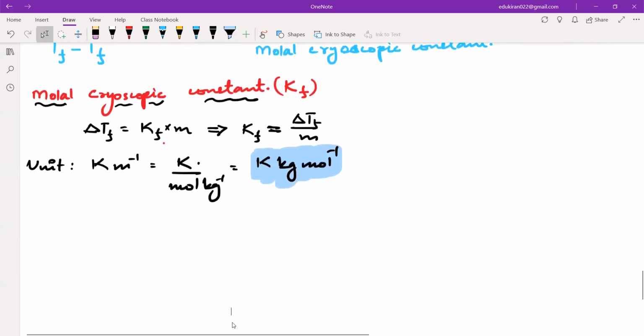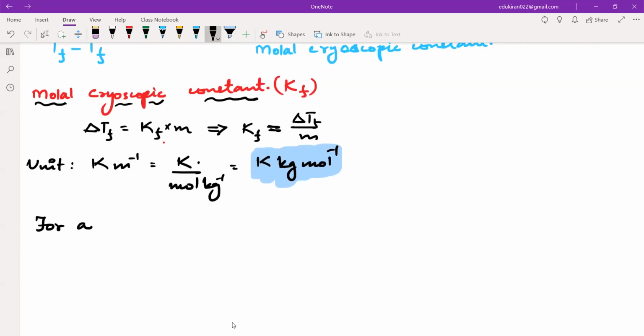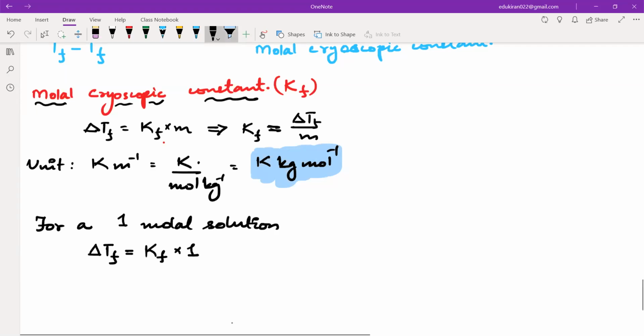So this is the unit for Kf. Now, if I want to define Kf, what do I have to do? This is a special case for a 1 molal solution, that means the molality of the solution is equal to 1. In that case, delta Tf will be equal to Kf into m, where m is equal to 1. Here you can see that Kf is equal to delta Tf.